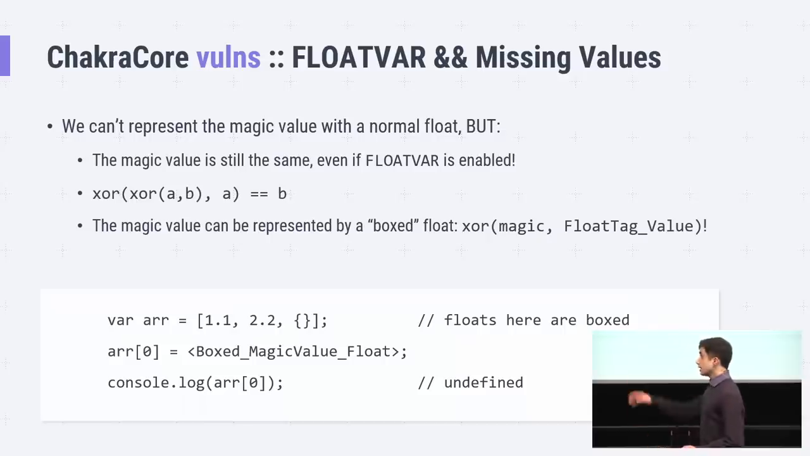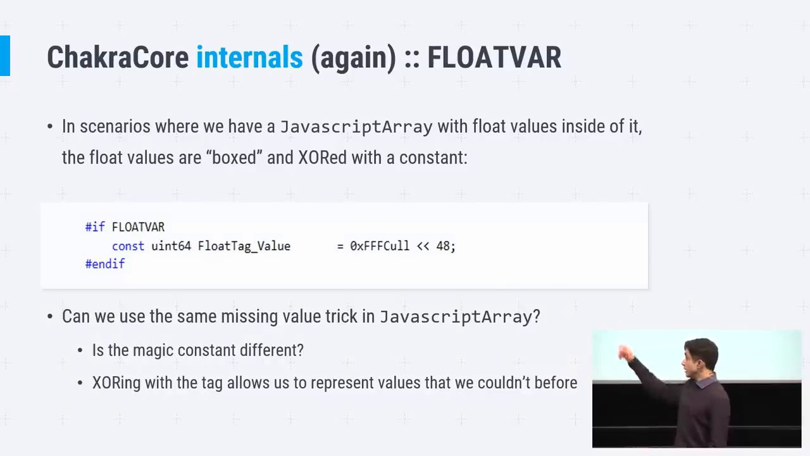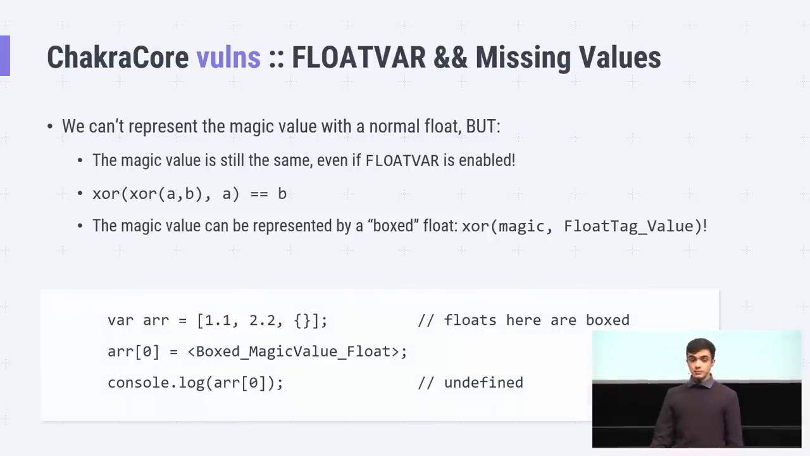Why, you're wondering? Because of this property of XOR. When you have XOR of three elements and two of them are the same, they cancel out and give you the other one. So if two of them are this value and one of them is the magic value, what happens is we get in turn the magic value, and therefore we actually can represent it.